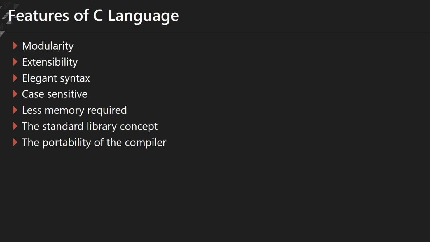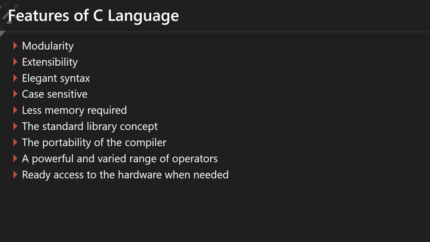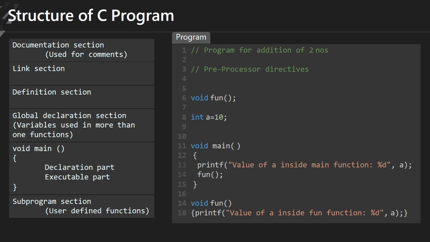It has portability of the compiler, and it has a very powerful and varied range of operators. Those operators are useful, and it is ready to access the hardware when needed. That means if you want to interact with the kernel side or operating system kind of hardware, you can use this language, and it can interact directly. That is also possible. These are the major features of C language, right? These are all the features of C programming language.